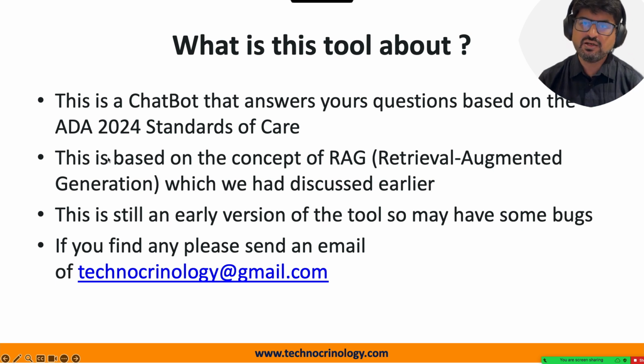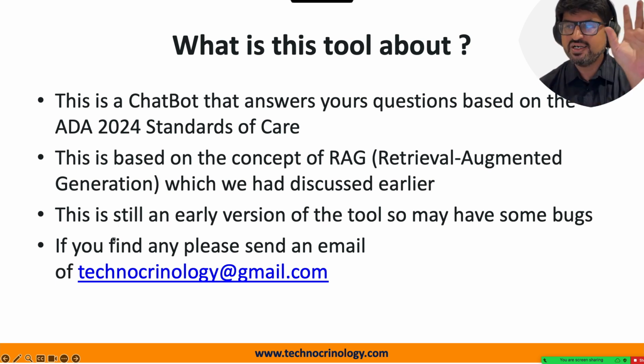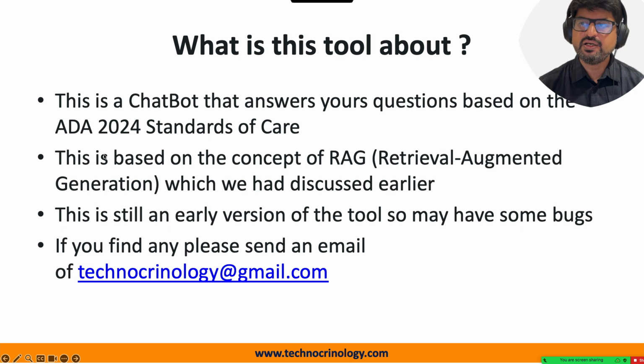It uses the retrieval augmented generation (RAG) model that we discussed. It's still an early version, so there will still be bugs. All these things will have bugs. These are all early proof of concepts. These are not commercial tools. These are just for teaching. And if you find any bugs anywhere, send them to technocranology@gmail.com. We'll be happy to solve that.